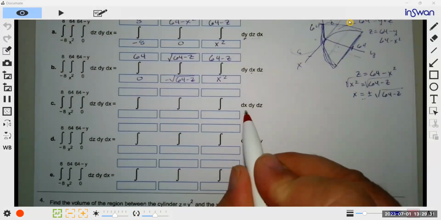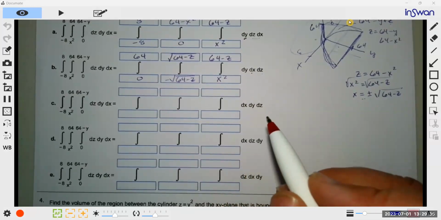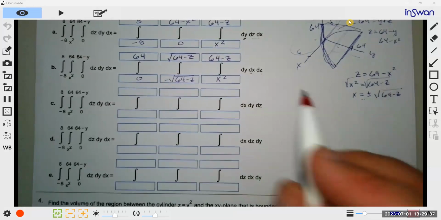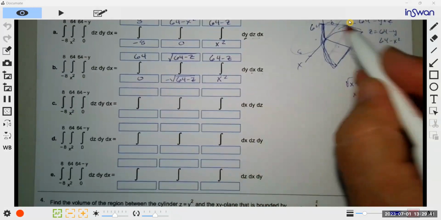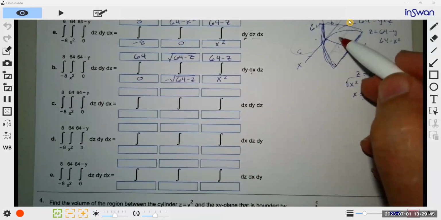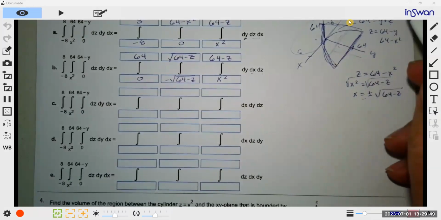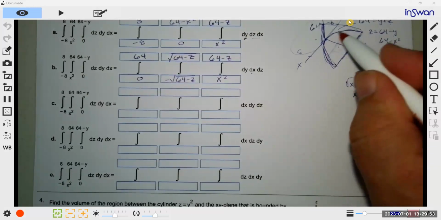Okay, the third one. We're going dx, dy, dz. So it's on the dy, dz plane. It's got to be parallel to the x-axis. This is our m. So what we're looking at here is this curve.